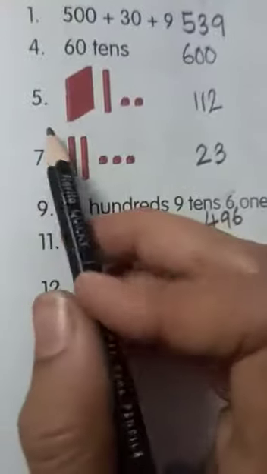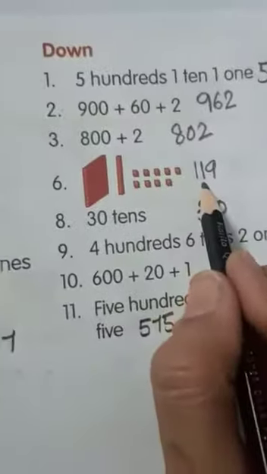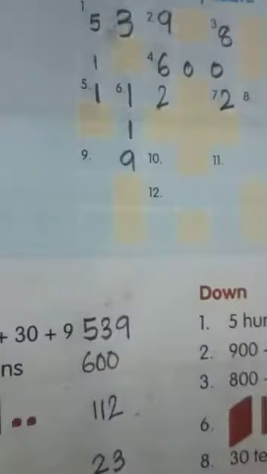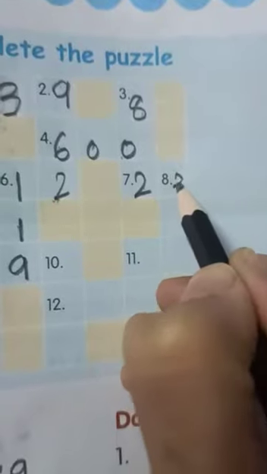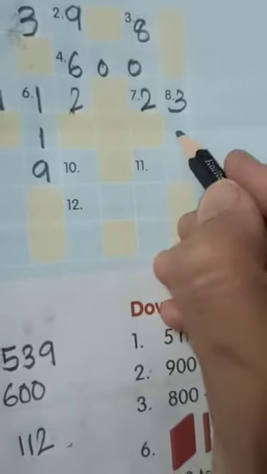Let's write fifth one, 112. On the fifth number we have already 1. So this fifth is across. So write 112. Sixth one, 119. Sixth one, 100, and down we have to write 119. Okay. Seventh one, 23. Eighth one, 300. Down we have to write 300.